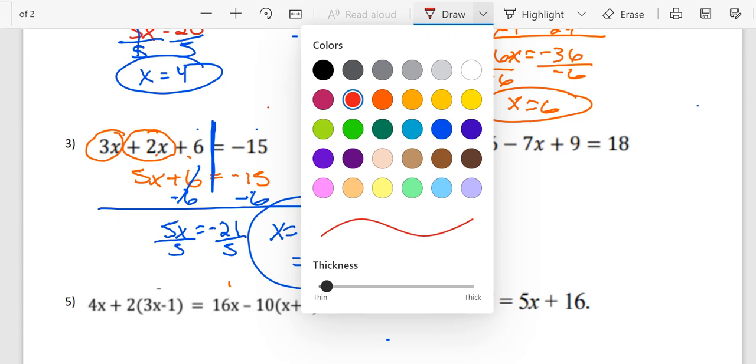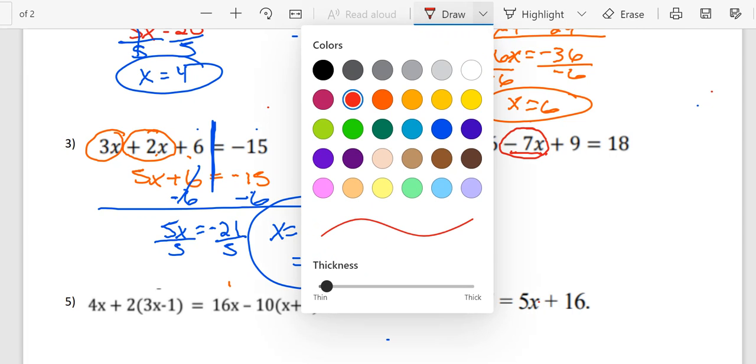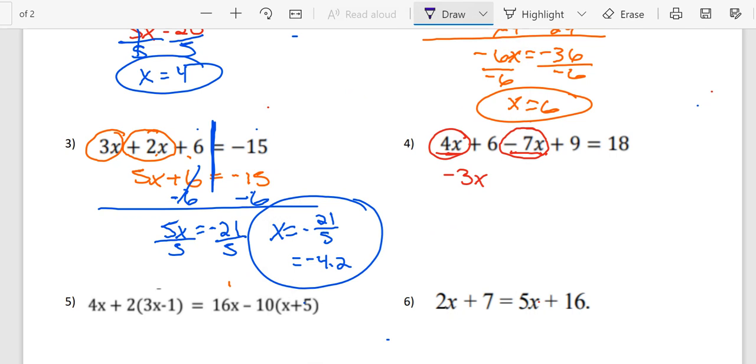I'll denote it with a color. We have the x's that can be combined. Again, you always want to take the sign with it. So it's 4 minus 7. So that's going to give you a negative 3x. And then we also have constants, which are numbers with no variables. That's what a constant is. So we have 6 and 9. 6 and 9 come together to give us 15.